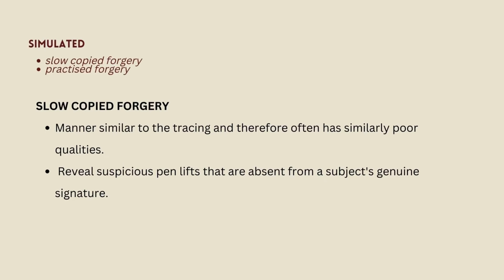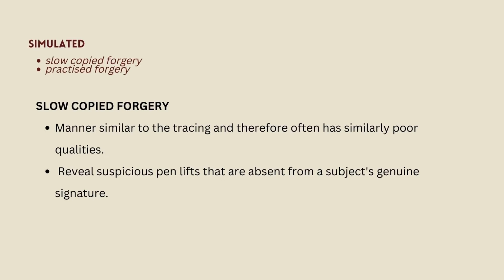Simulated forgery is divided into two parts: slow copied forgery and also practiced forgery. Slow copied forgery is somewhat more successful. The slow copied forgery is produced in a manner similar to tracing and therefore has similar poor qualities.